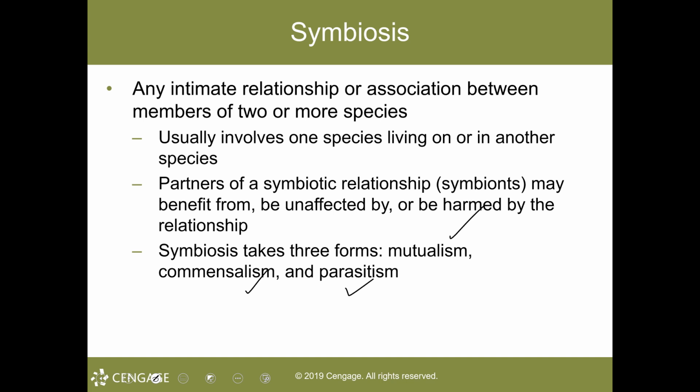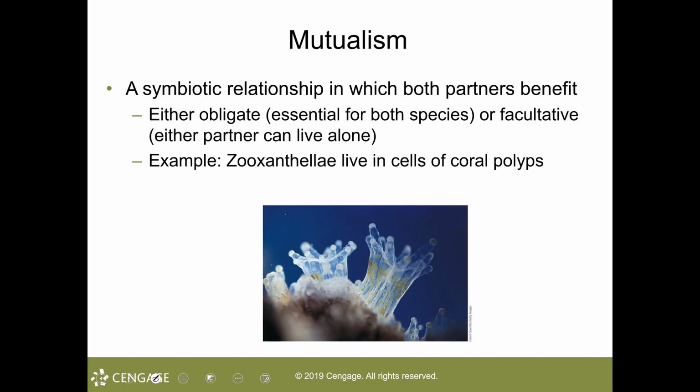I'll just go ahead and state, class, that commensalism does not typically occur. I say that because it's not one that happens to provide anything to either species. So now I get to mutualism, class. Mutualism is a symbiotic relationship, class, in which both partners benefit. Of course, the benefits are shared. It is either, class, obligate, meaning essential for the survival of both species, or facultative, meaning that either partner can live alone under certain conditions.